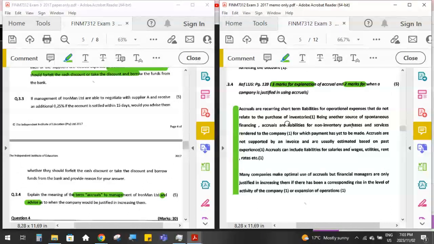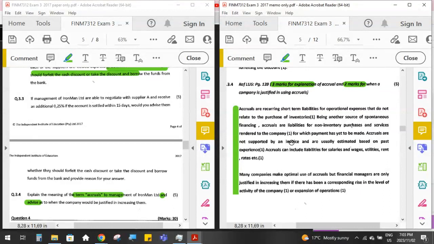And it's just another source of spontaneous short-term financing, because an accrual is a liability for purchases and services rendered to the company for which payment still has to be made. Accruals are not supported by an invoice. That's the difference between a true accounts payable and an accrual.